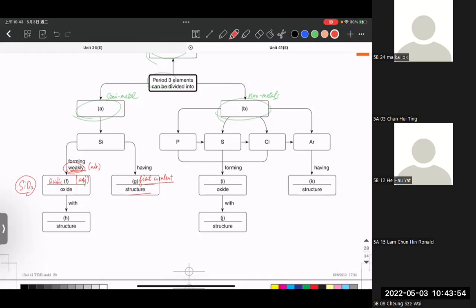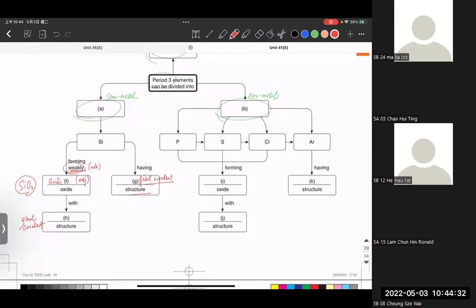They should be the same as silicon, right? Giant covalent. One for non-metals, not simple molecular. It's giant covalent. Go back to Form 4 and revisit that, because it's quite confusing with CO2, right? CO2 is simple molecular. SiO2, both are oxides of the same group 4. One of them is a giant structure, the other is a simple structure.